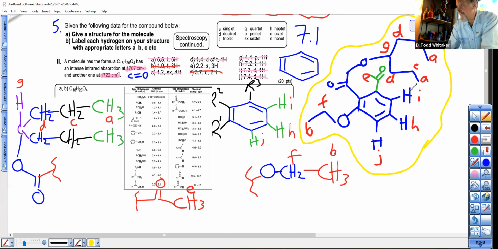And I hope it doesn't take too long. And it took less time than I thought. Maybe I'll try to hunt down another one of these. How's that sound? I'll try to find one that doesn't have benzene.